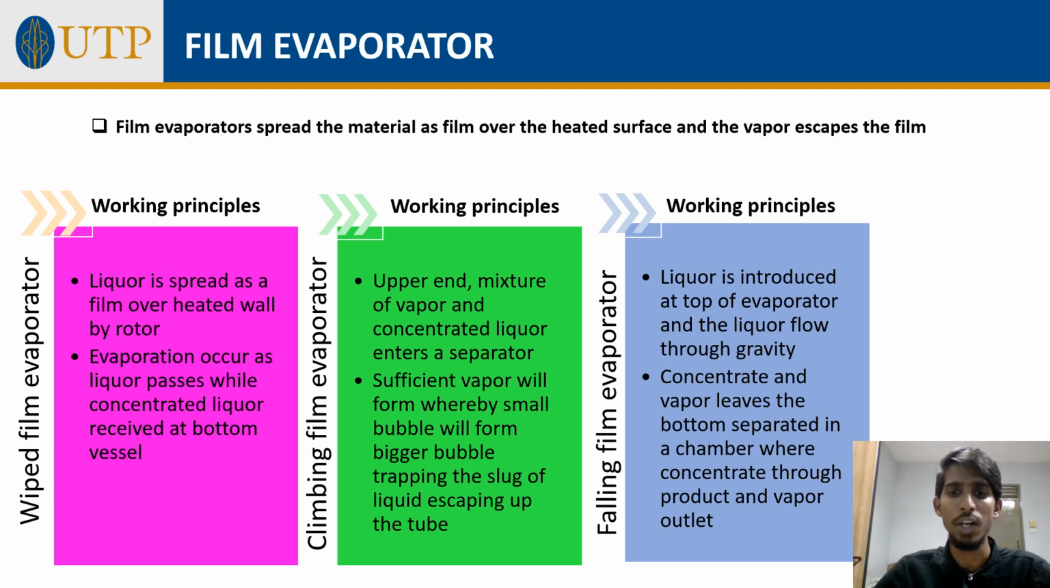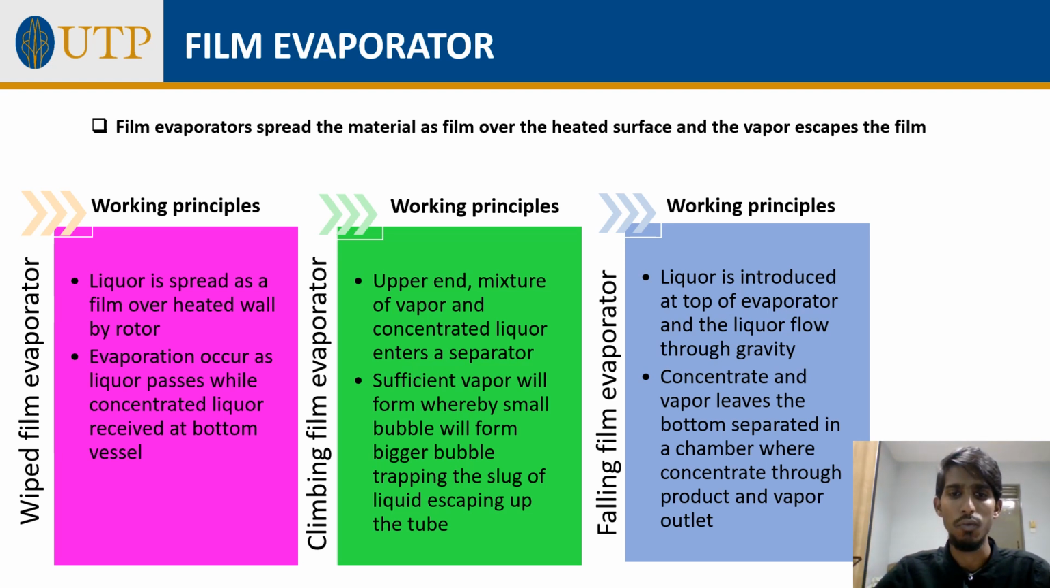Moving on to the climbing film evaporator, it is designed to produce a film during both the climbing and falling phases. At the upper end, the mixture of vapor and concentrated liquor enters a separator. Sufficient vapor will form whereby small bubbles will form bigger bubbles, trapping the slug of liquid escaping up the tube.